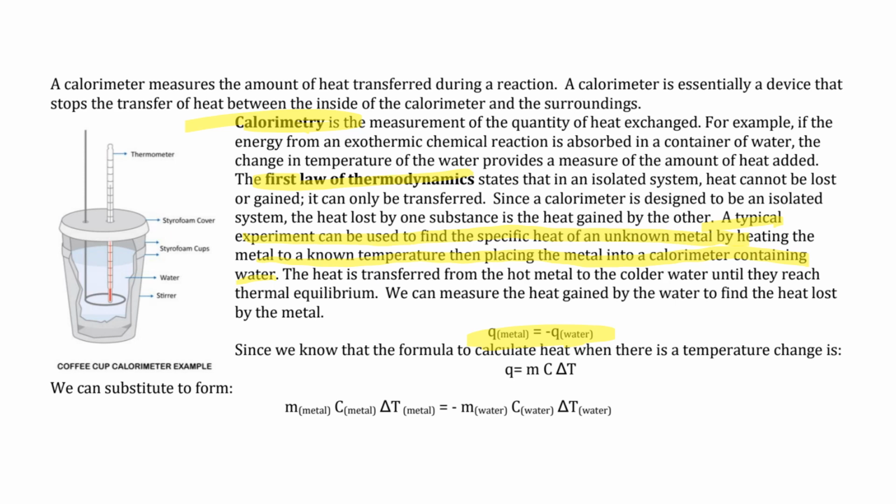Since we know that Q equals mc delta T, we can set these equal to each other. The mass of the metal times the specific heat of the metal times the change in temperature of the metal will equal the opposite of the mass of the water times the specific heat capacity and the change in temperature of the water.